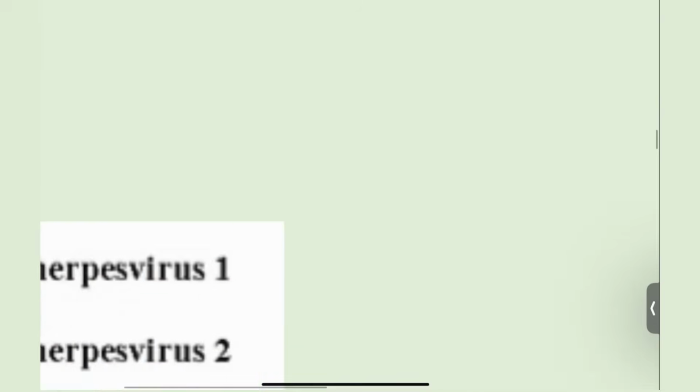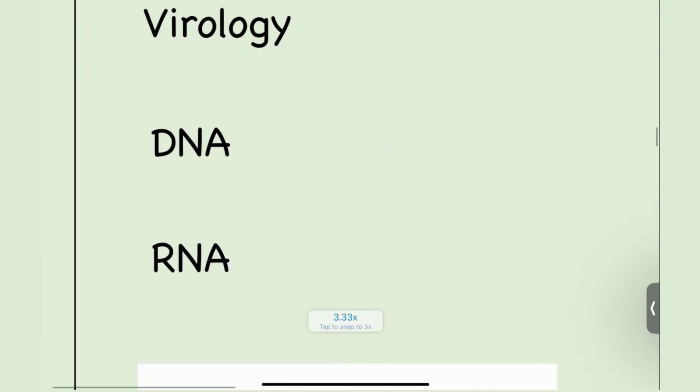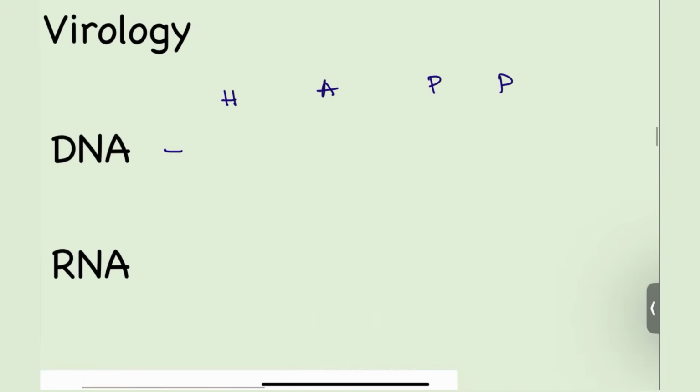Next, moving on to, most importantly, virology. Okay, let's see the virology. And how can you remember the DNA viruses and the RNA viruses? The first thing you have to remember is "HAPPY". Be happy when you are reading. So there is a mnemonic, also "happy".